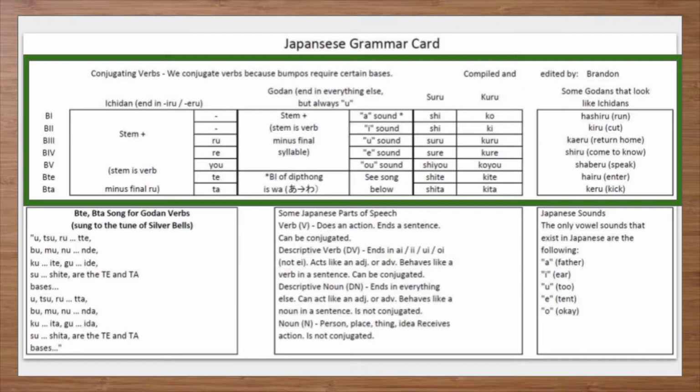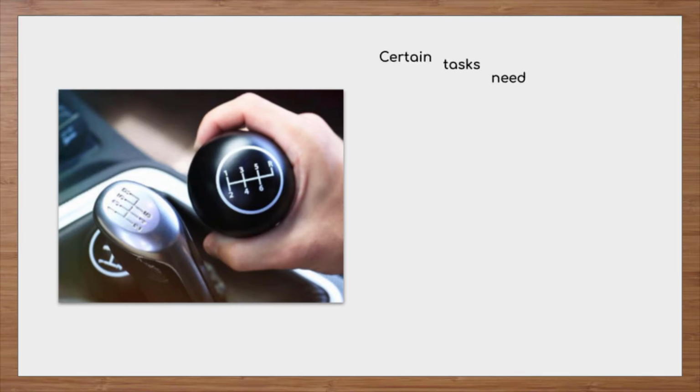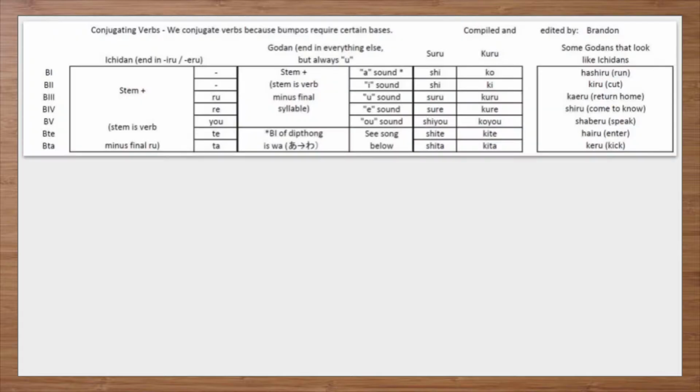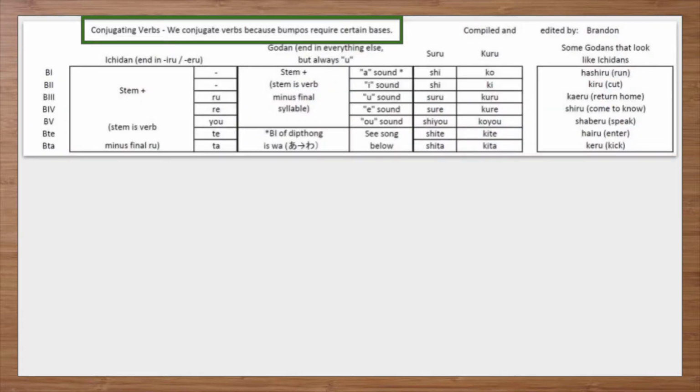Now we'll jump into the main lesson for today, bases and conjugation. I think of different bases in Japanese like different gears in a car. Just like certain tasks require certain gears, certain grammar patterns need certain bases. If you're wondering what a bumpo is, first of all, it's bunpo, and it's Japanese for grammar, but used as a slang word in English to mean grammar structures or grammar patterns. So that's what this sentence on the grammar card means. We conjugate verbs because bunpos require certain bases.